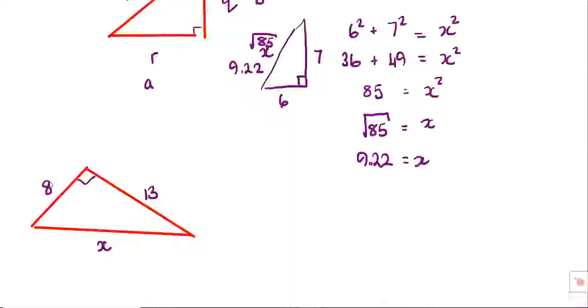The hypotenuse is not always on the top. The hypotenuse is always the longest side, or opposite the right angle, exactly. So take the right angle, draw the arrow away, that's your hypotenuse. So in this case, Pythagoras' theorem is 8 squared plus 13 squared. So 64 plus 169.